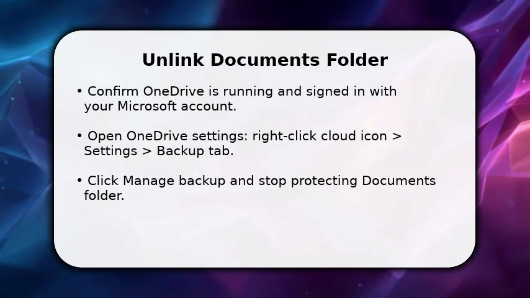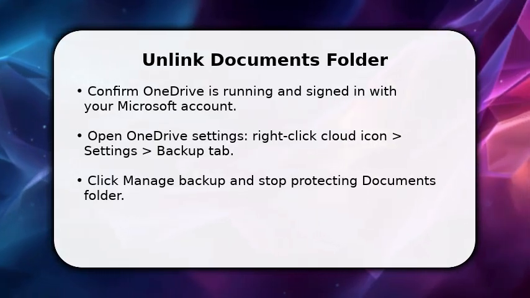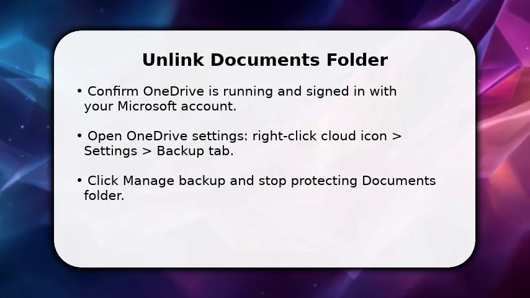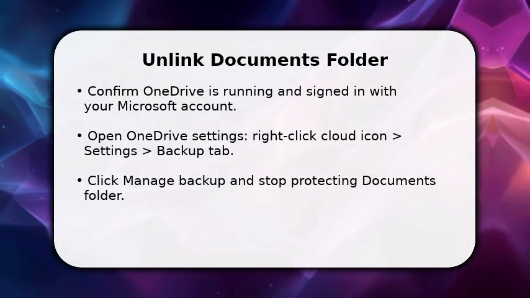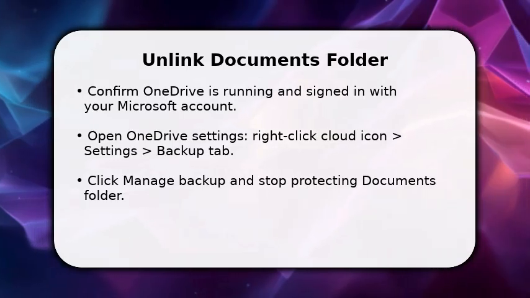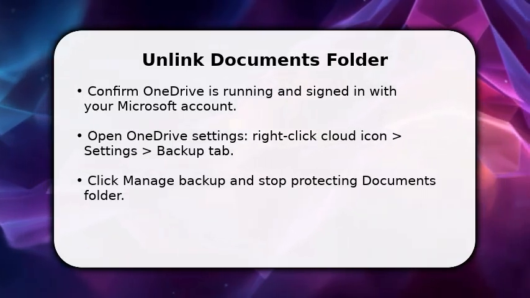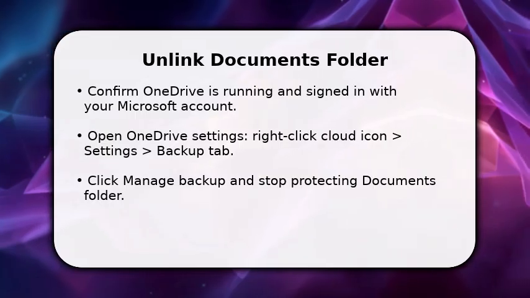Enjoy the video. You start by stopping OneDrive from syncing documents. Open the OneDrive cloud icon, then choose Settings. Once in Settings, go to the Backup tab and click Manage Backup. This is where Documents is controlled. You'll see Documents listed. Select Stop Backup for Documents.